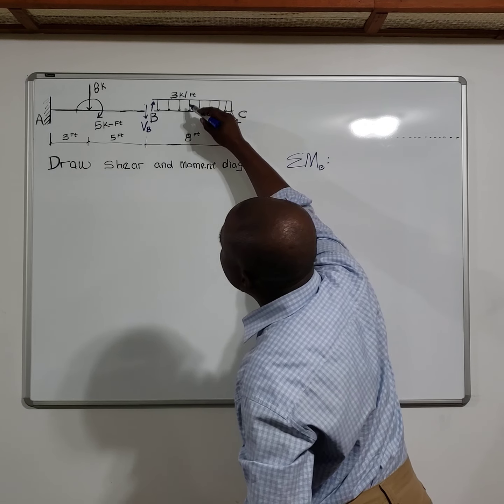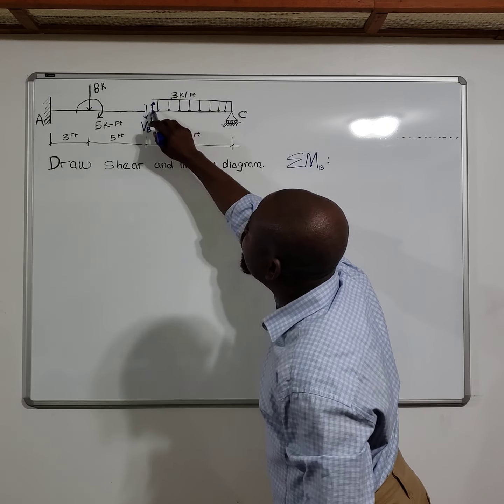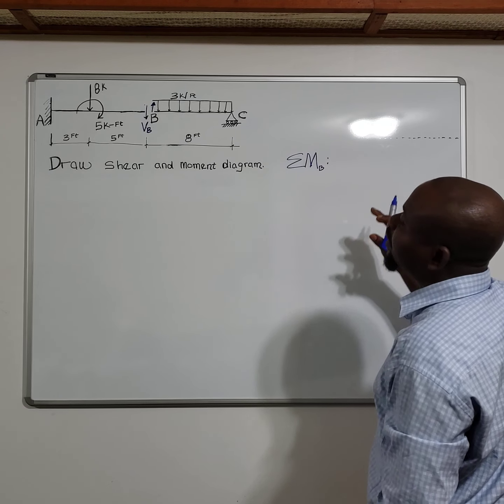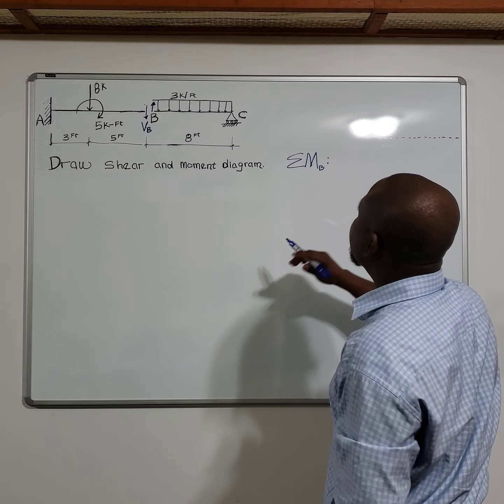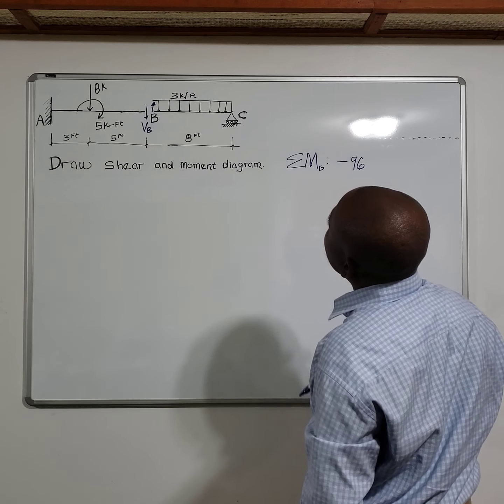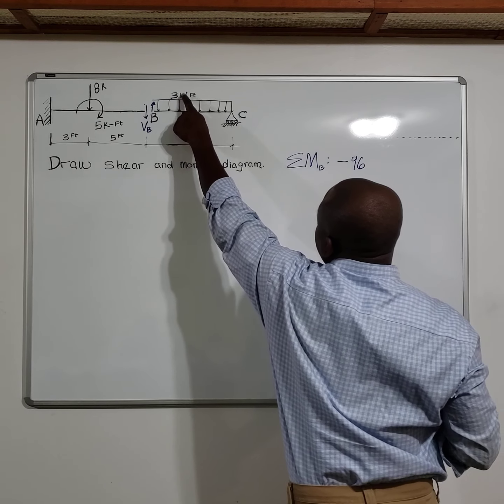And it's going to be making a clockwise rotation about this point. And based on my own predetermined orientation, that will be negative for me. So it's going to be negative 96. All right? So let's take care of this.